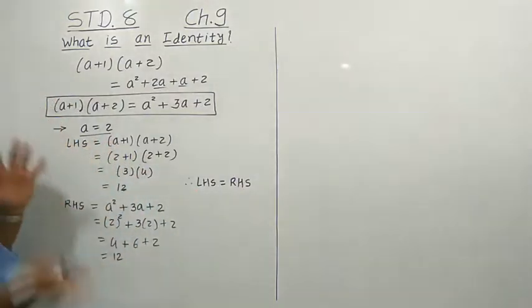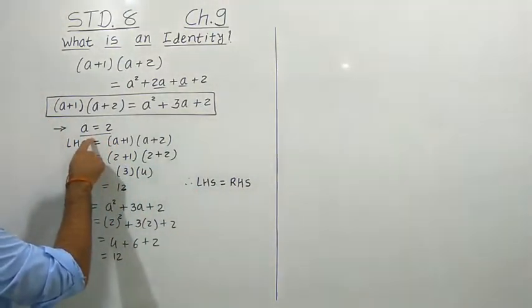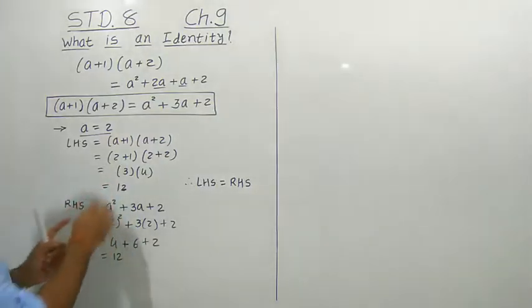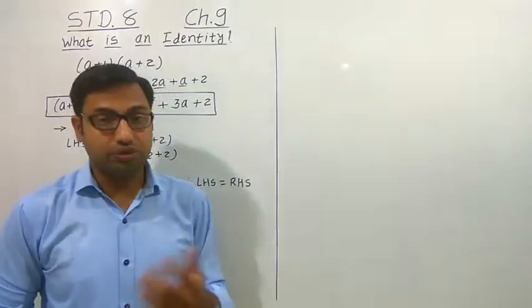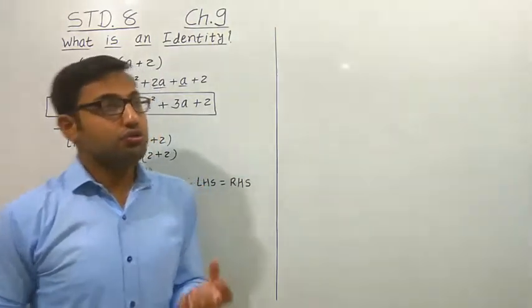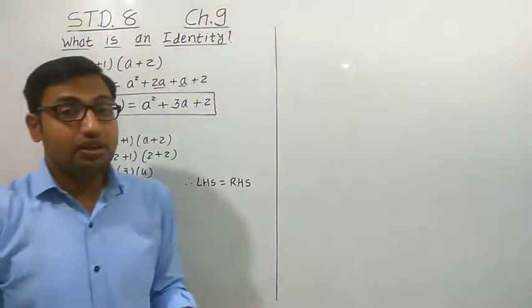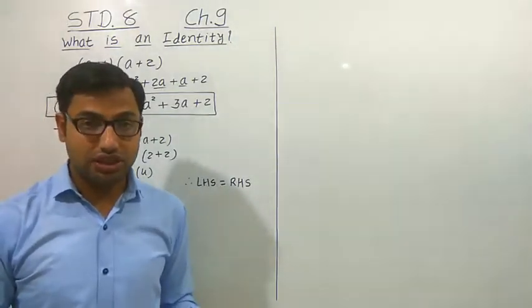In all the identities, we can put any value of a, and we can check that the left-hand side and right-hand side values both become equal. Now the question arises: where to use this identity? Why are we making the identity? Why are we studying the identity?